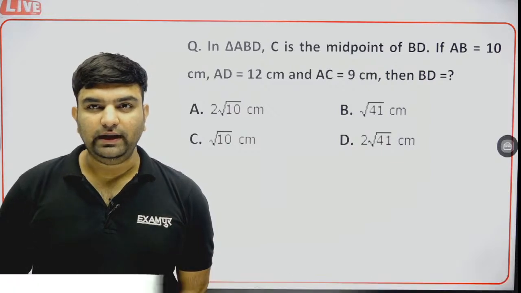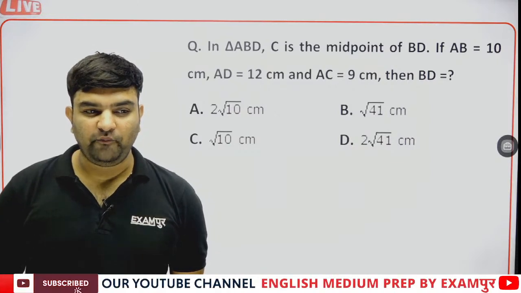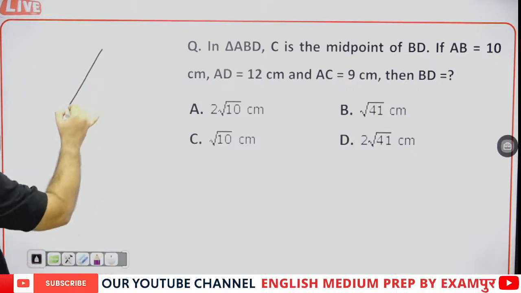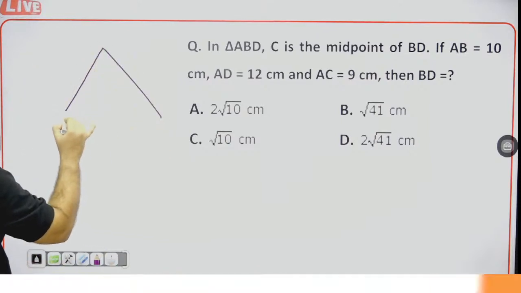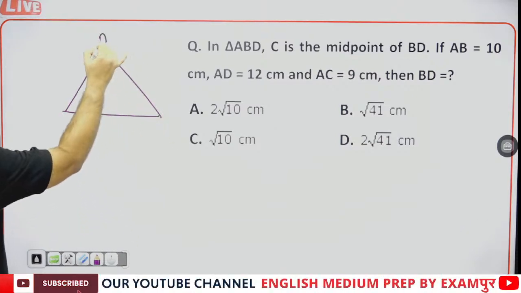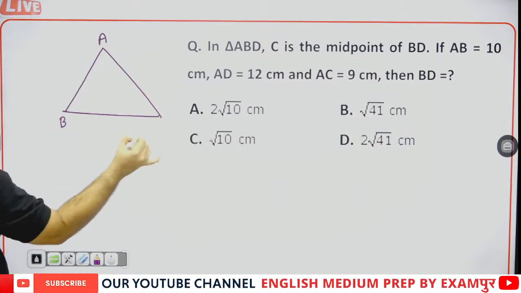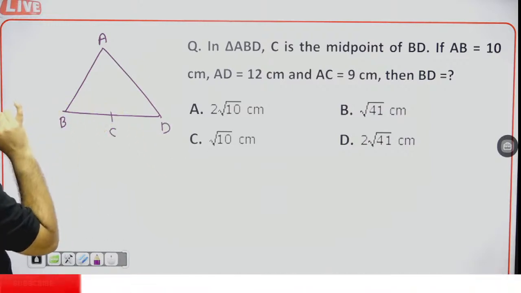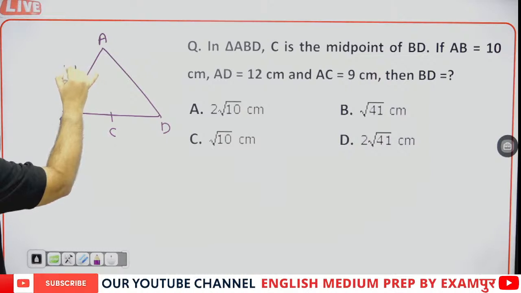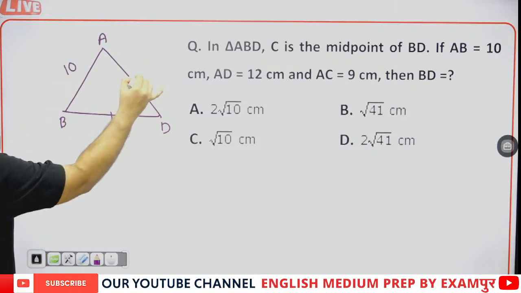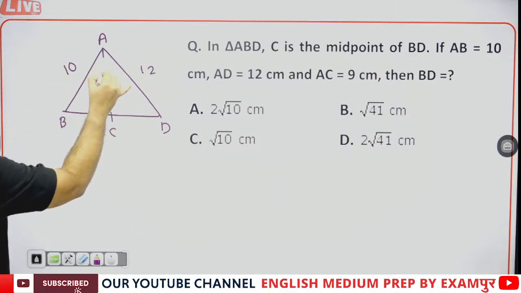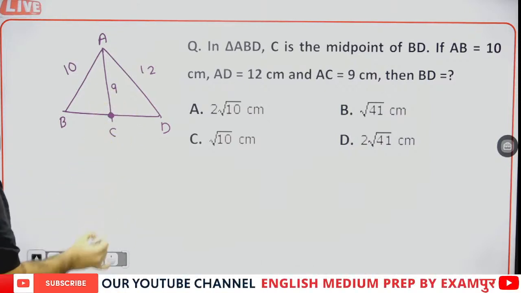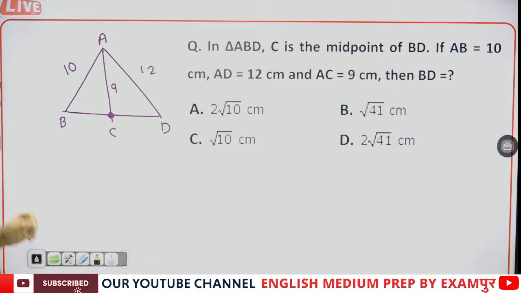In triangle ABD, C is the midpoint of BD. AB is 10, AD is 12, AC is 9. Midpoint means median.